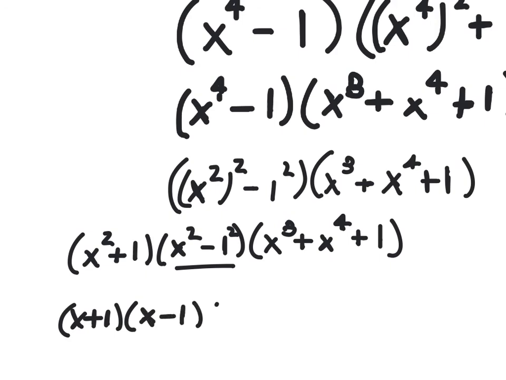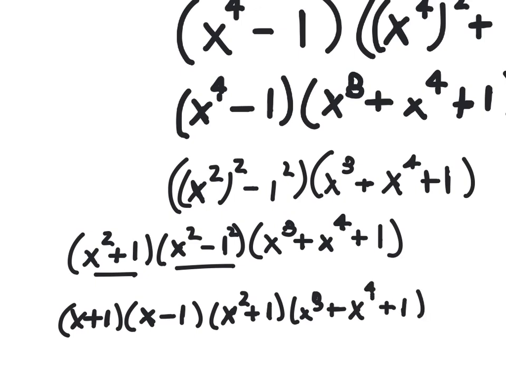Then I'm going to write this part, x squared plus 1. This I can't factor because it's the sum of squares. This does not factor. Then x plus 1, and then I've got x to the 8th plus x to the 4th, and then plus 1. Okay, this is a lot. This factors down quite a bit.